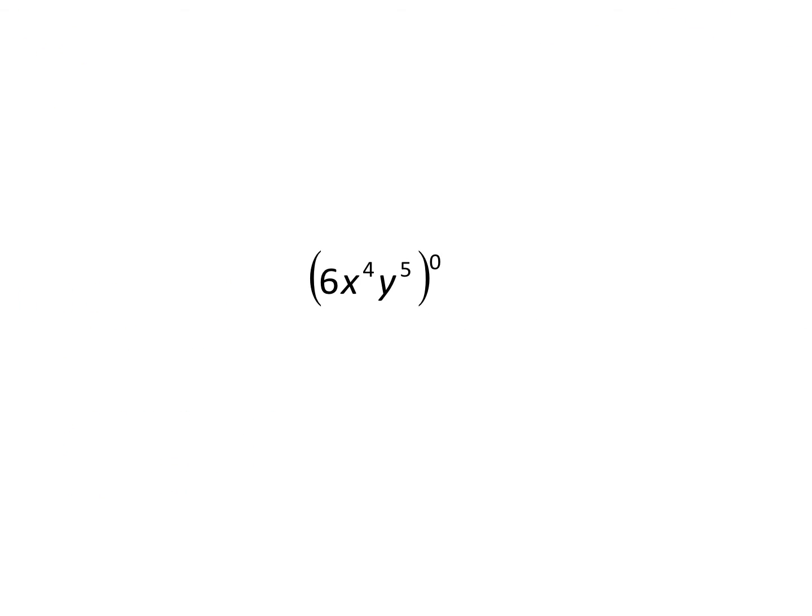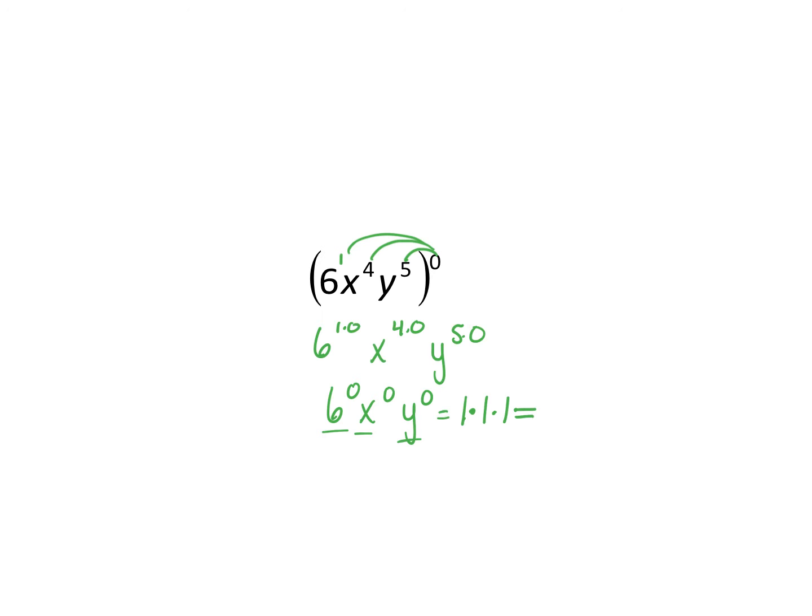All right, so again, I have power to a power, so I'm going to multiply, multiply, multiply. So I have 6 to the 1 times 0, x to the 4 times 0, y to the 5 times 0. So I end up with 6 to the 0, x to the 0, y to the 0. Well, each of those are just 1, so I have 1 times 1 times 1 would equal 1.